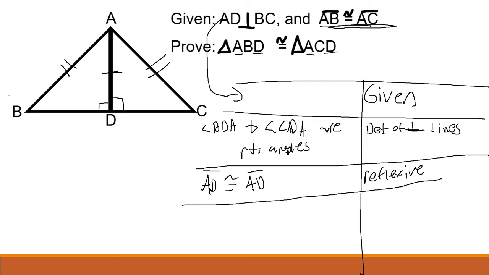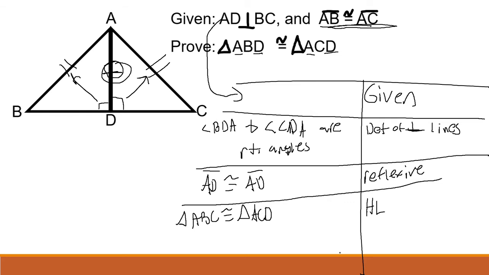So now I have a hypotenuse leg situation. I have the two hypotenuses congruent to each other. So this hypotenuse is congruent to that hypotenuse. And I have that their shared leg is congruent to itself. So now I can go ahead and say that triangle ABD is congruent to triangle ACD by HL, hypotenuse leg. Okay.